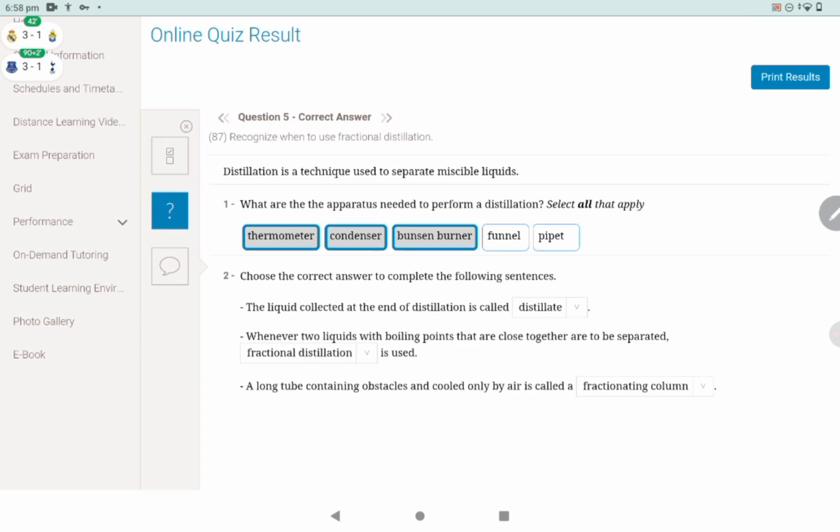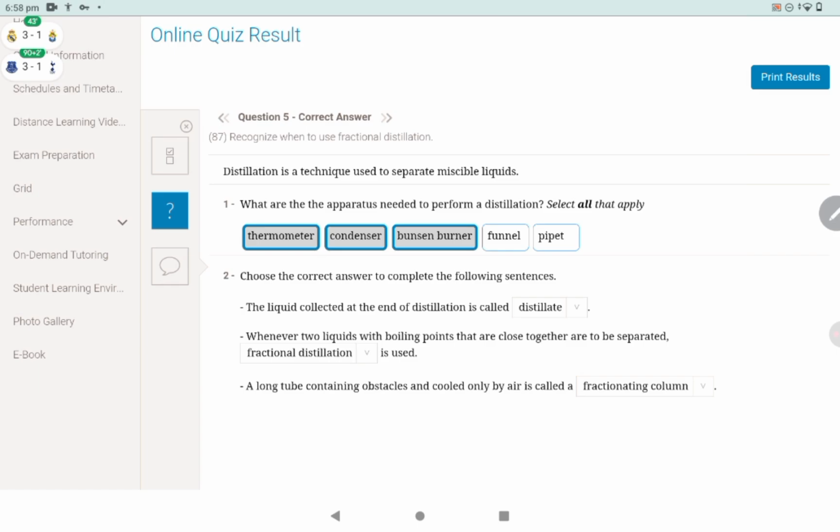The apparatus needs to perform a distillation. Distillation, just memorize this. We need a thermometer, condenser, and a Bunsen burner. The liquid collected at the end of the distillation is called distillate. Yes, that is the liquid, the water or the liquid.